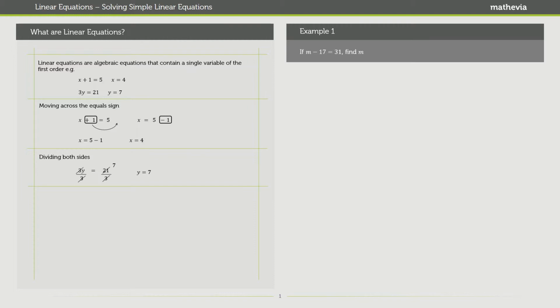So example 1 says, if m minus 17 equals 31, find m. We want m on the left, so we have m equals, move minus 17 over to the right.